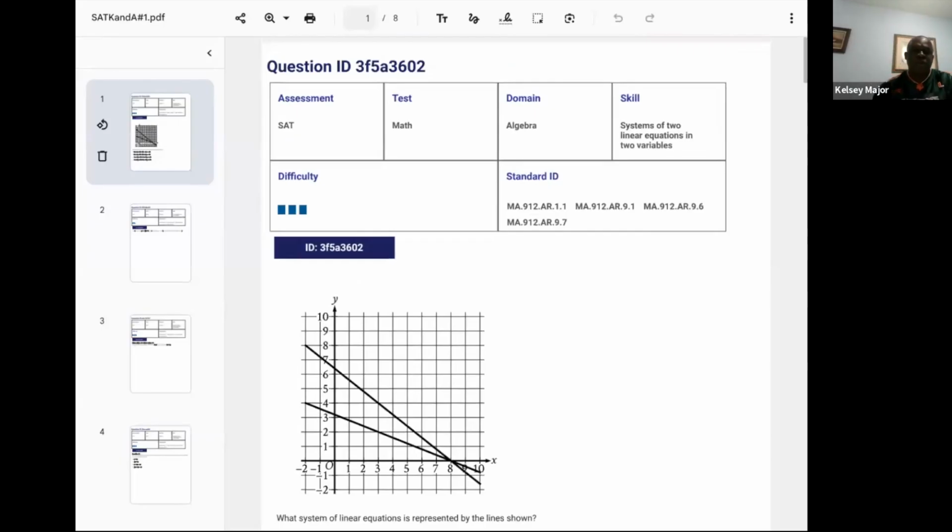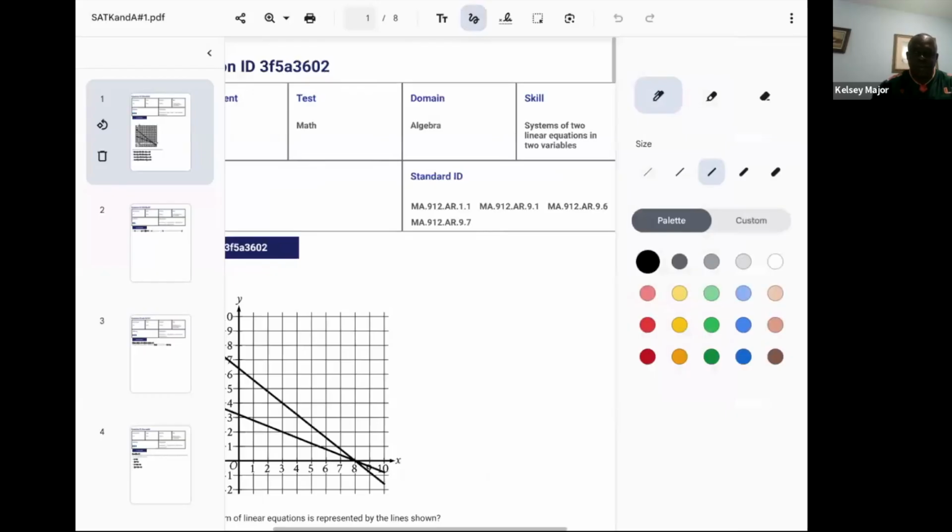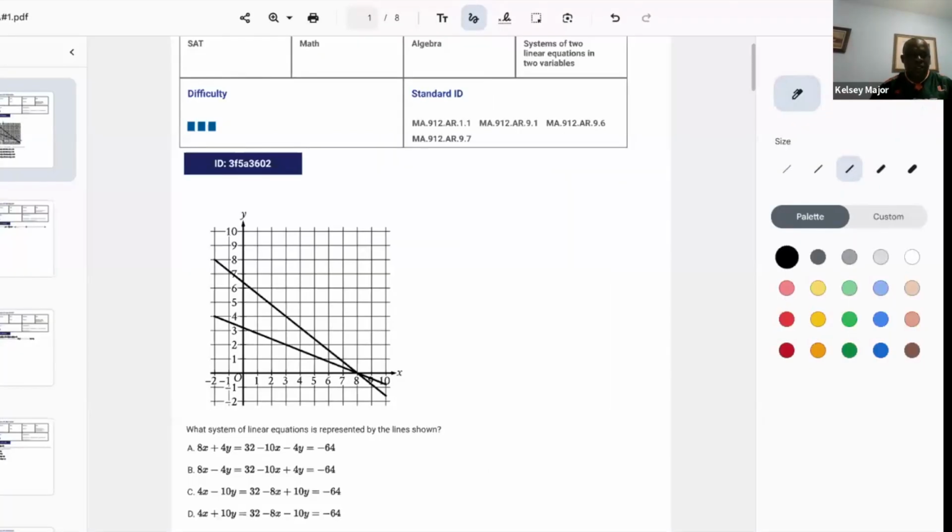So this question, if you notice here, it is rated as difficult. I don't necessarily think that it is, but it's rated as difficult. So we're looking at what system of linear equations is represented by the lines above. I must say, from the onset, this is copied a little strangely. So each A, B, C, and D has two equations.